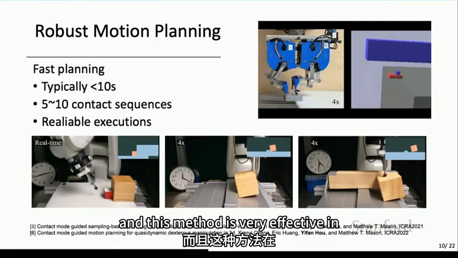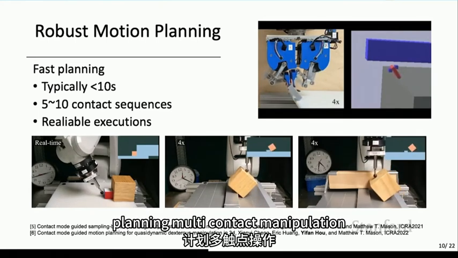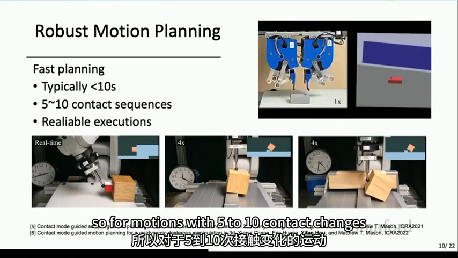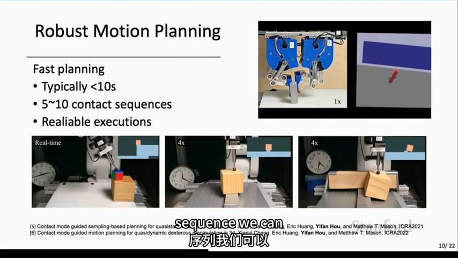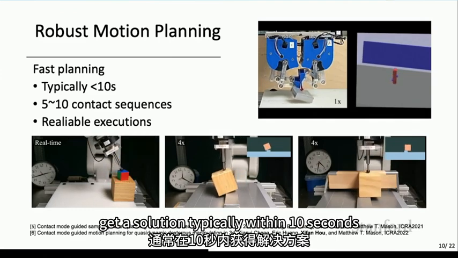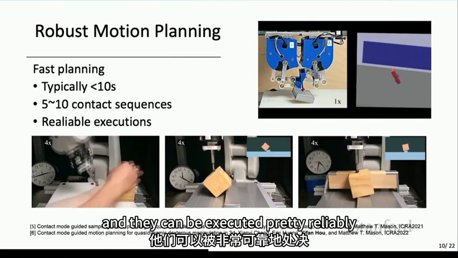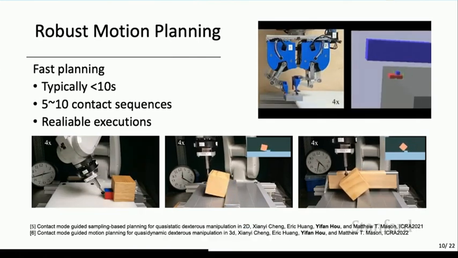Okay. And this method is very effective in planning multi-contact manipulation. For motions with maybe 5 to 10 contact changes in sequence, we can get a solution typically within 10 seconds, and they can be executed pretty reliably.